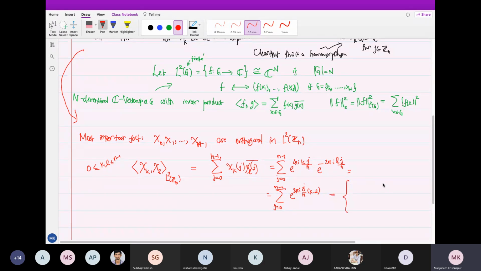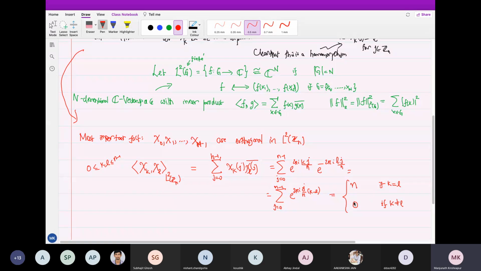The claim is that if k is equal to L, then all of these terms are 1, so you get n. What if k is not equal to L? I claim that it is 0. Do you see that if k is not equal to L, this is 0?